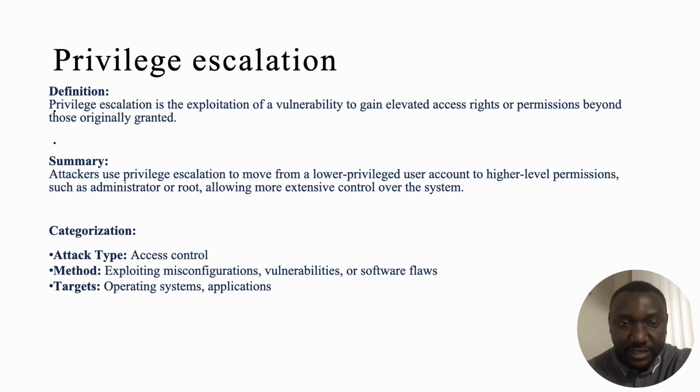The second type of attack is privilege escalation, which is the exploitation of a vulnerability to gain elevated access, rights, or permissions beyond those originally granted. For this one, the attacker uses it to move from a lower privilege user account to a higher level of permission, such as administrator or root, allowing more extensive control over the system.